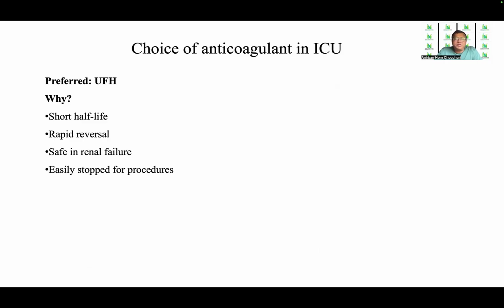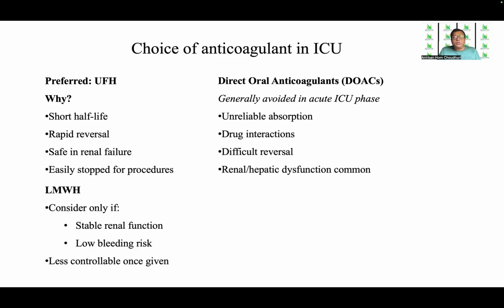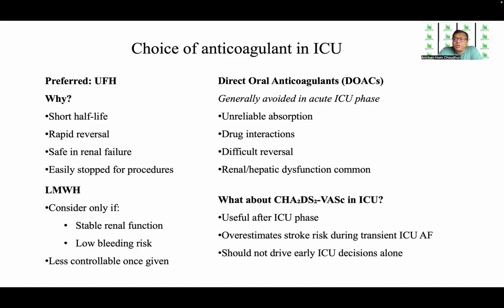So what should be the choice of anticoagulant in such patients in ICU? The preferred choice is unfractionated heparin. Why? Because it has short half-life, it can be rapidly reversed, it is safe in renal failure, and it can be easily stopped for procedures. Low molecular weight heparin should be considered only if there is stable renal function and low bleeding risk, but we have to remember that it is less controllable once it is given. Direct acting oral anticoagulants or DOACs are generally avoided in the acute ICU phase because of their unreliable absorption, drug interactions, difficult reversal, and renal or hepatic dysfunction, which is very common.